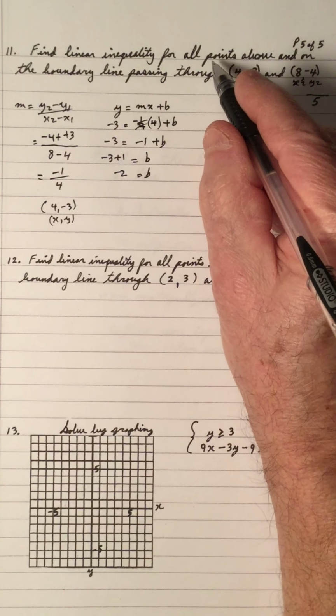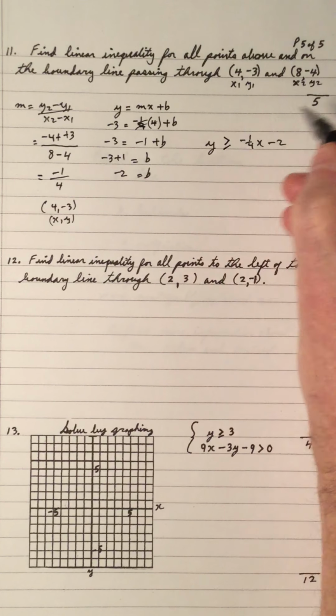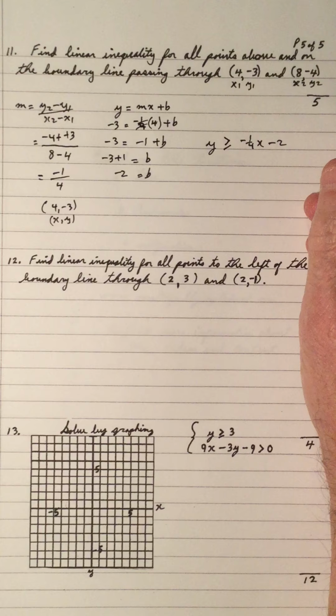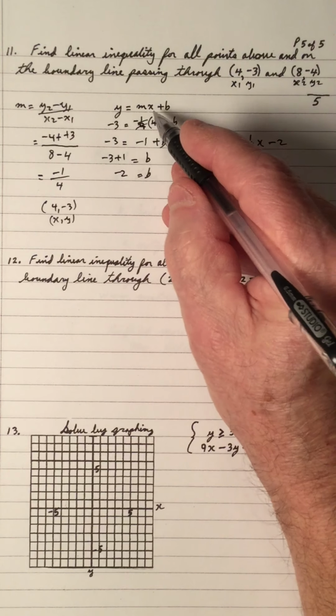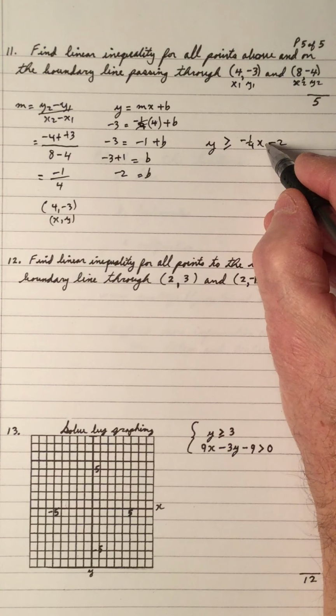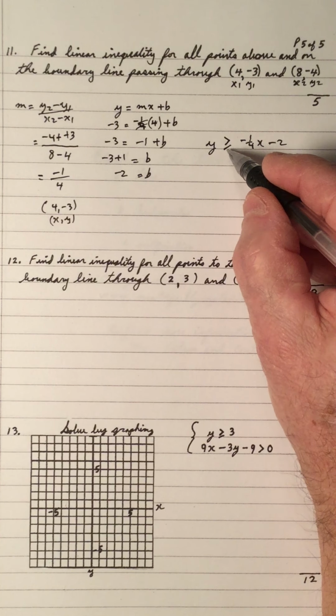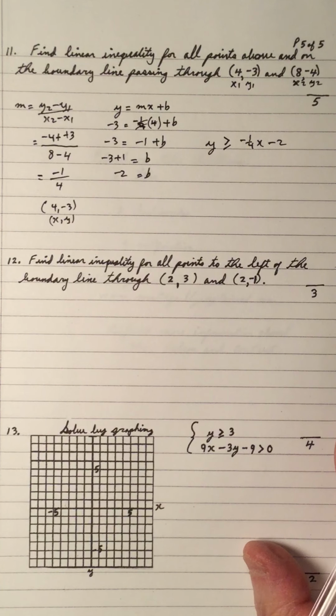And this is all the points above the boundary line. Above is greater than, and on is equal to. So 5 points: you get 1 for the slope, 1 for the y-intercept, 1 for writing the equation, and 2 for doing the inequality, greater than or equal to. 5 points altogether.